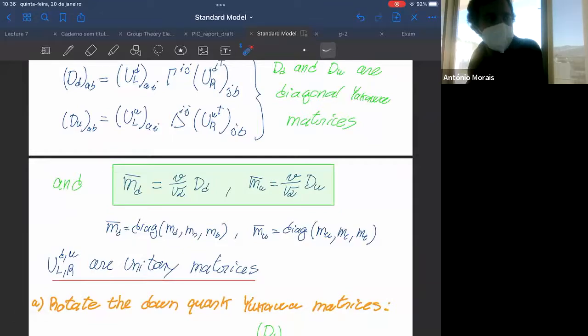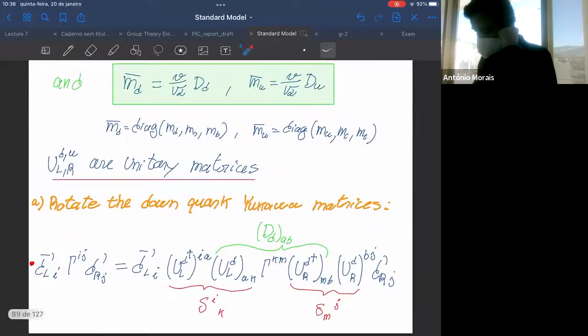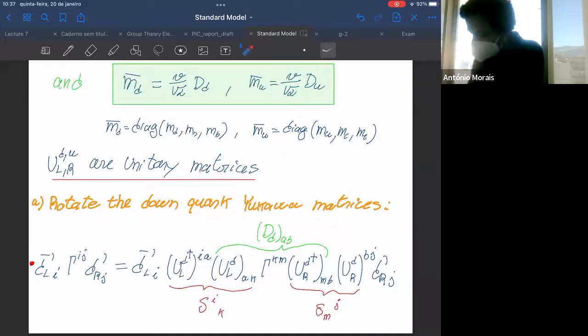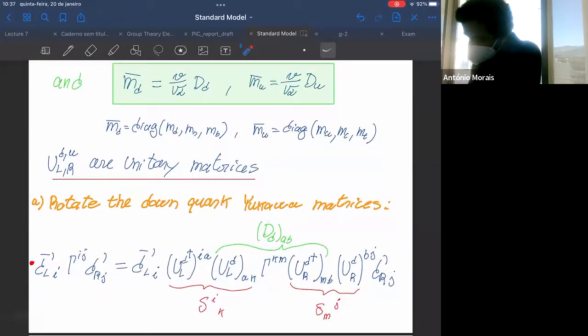Right, so what do we do now? We rotate the down quark Yukawa matrices in this way. So let's just check that the indices are correct here. Originally you have the down left and the down right with primes here. These primes are important because they identify the weak basis. What we are doing here is inserting two identity matrices inside, so as to keep the result unchanged. And now we separate into parts and see what we get.